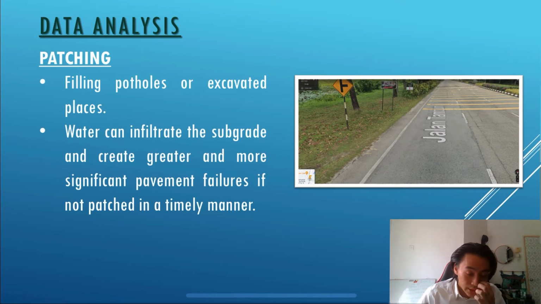The next type of distress that we have along the road is patching. We use patching to fill in the potholes and excavated places. This deterioration should be repaired as soon as possible to prevent additional deterioration and costly pavement repairs. If we do not repair it immediately, it can cause problems in the future for the pavement. Then there are various patching procedures that can be used to mend cracks in roadways and pavements, such as the throw and roll method and semi-permanent pothole repair.